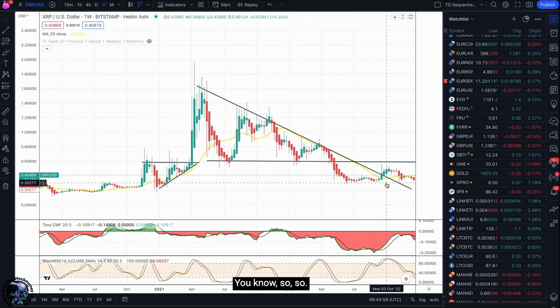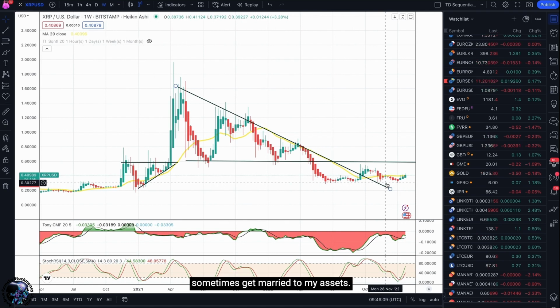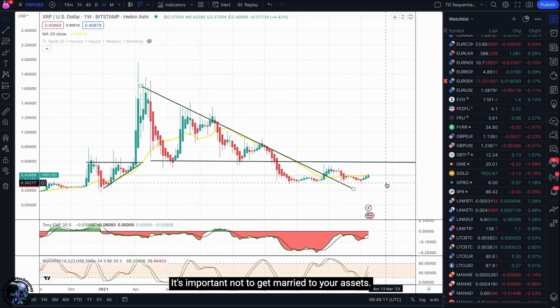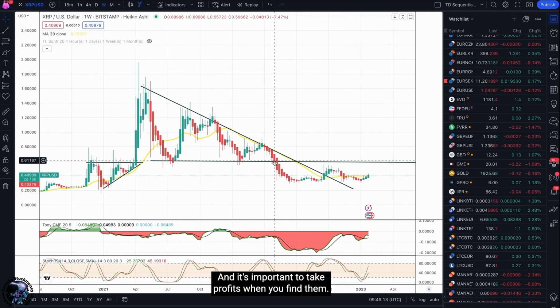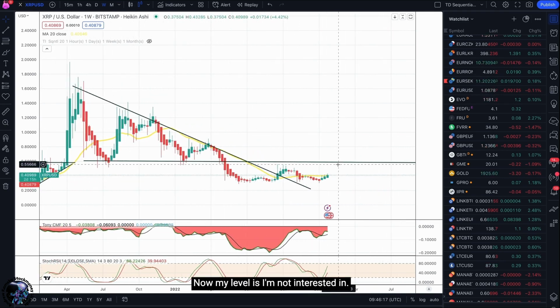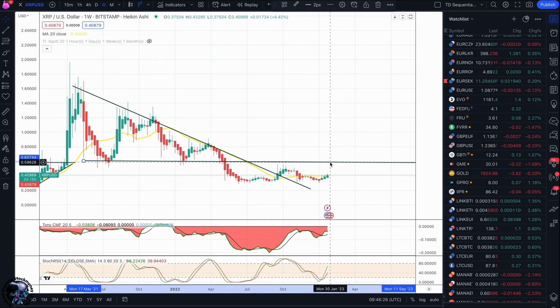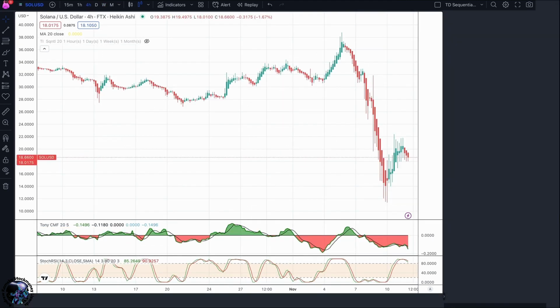One of the mistakes that I've made on my personal journey is that I sometimes get married to my asset. It's important not to get married to your asset, and it's important to take profits when you find them. Now, my level is I'm not interested in Ripple until Ripple shows me signs that it wants to break 58 cents. So that's a bit of Ripple.